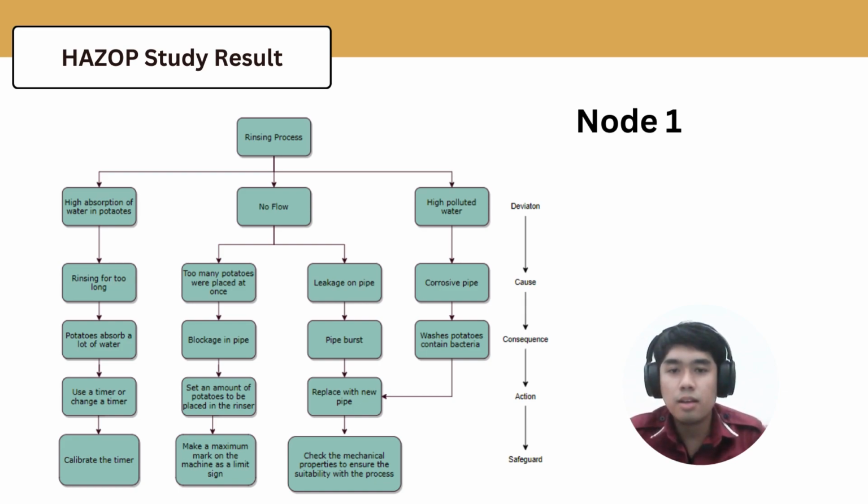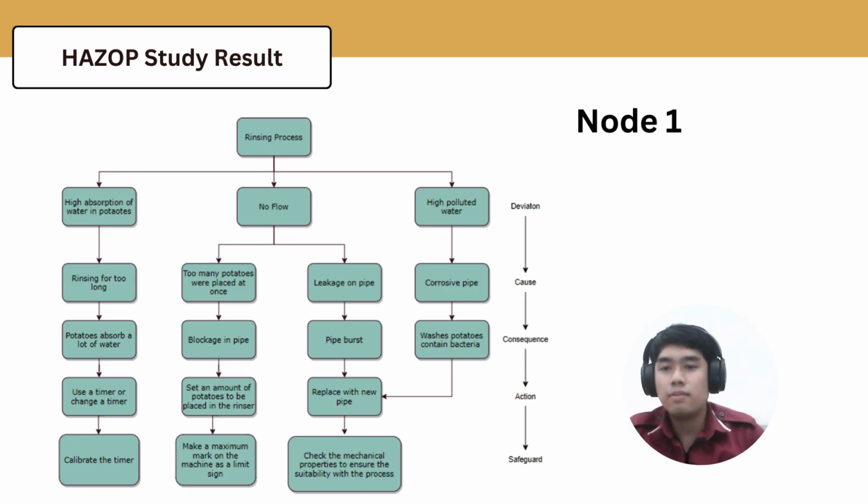And then we have the high polluted water. It will cause the pipe corrosion, and then the consequence will make the washed rinsed potatoes contain bacteria, and the action that needs to be taken is the same as for the leakage on pipe, which is to replace with a new pipe, and the safeguard is to check the mechanical properties to ensure the suitability with the process.